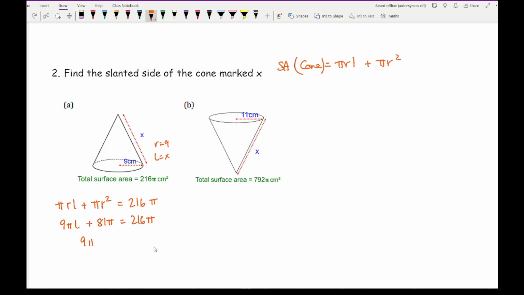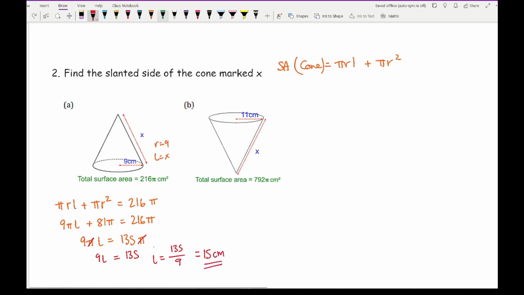So 9 pi L equals 216 minus 81, which gives me an answer of 135. And then from this, I can cancel the pi's out. So I'm left with 9L equals 135. So then L equals 135 divided by 9, and 135 divided by 9 gives me an answer of 15 centimeters.